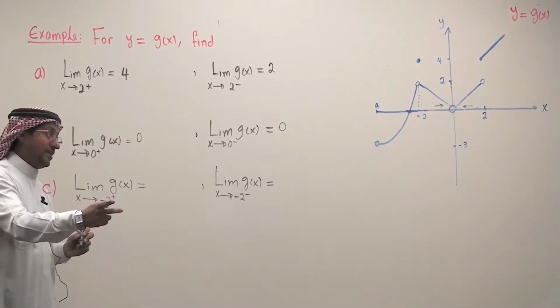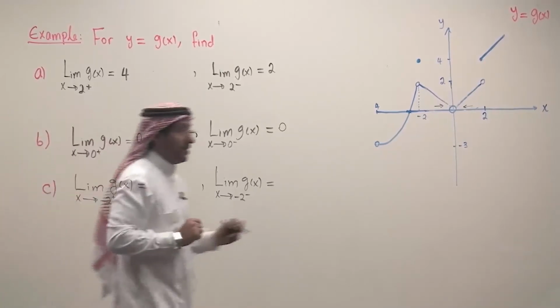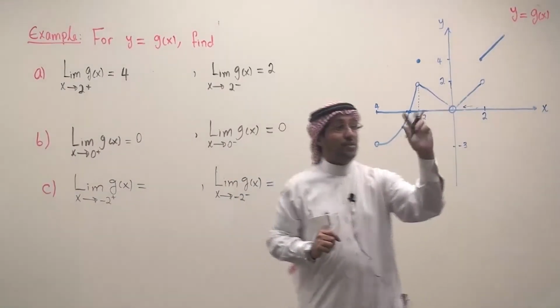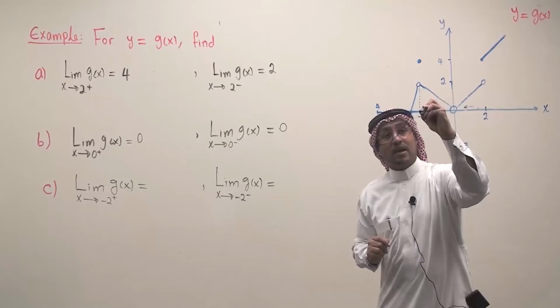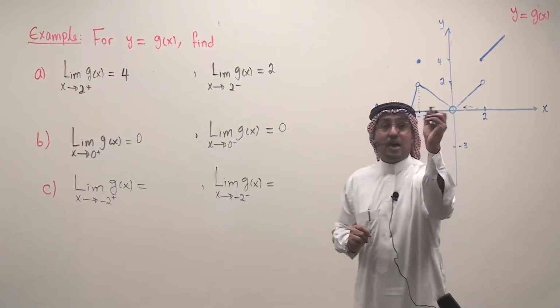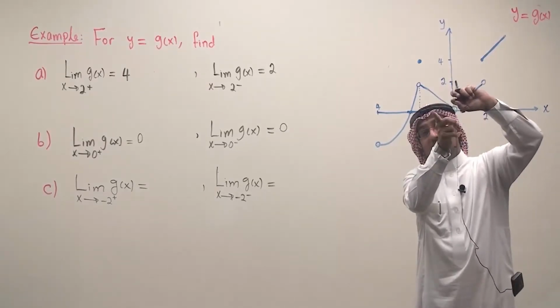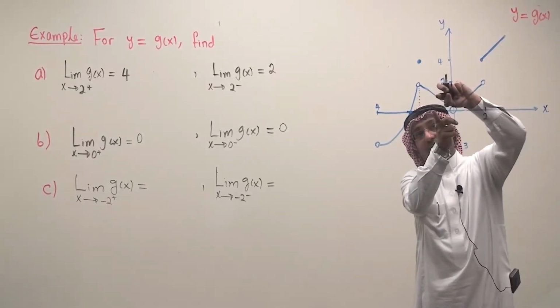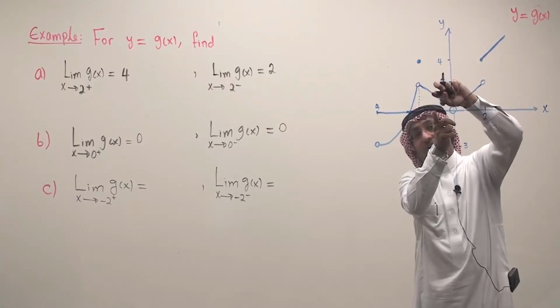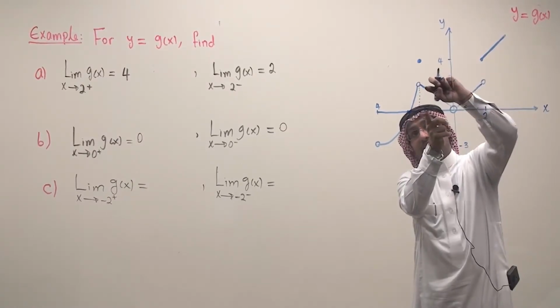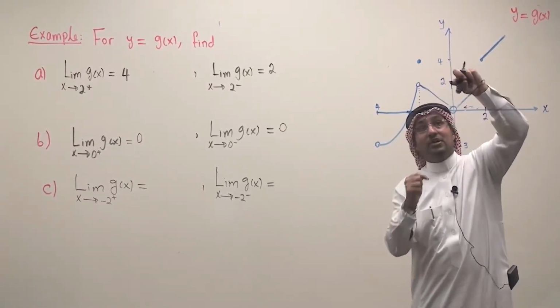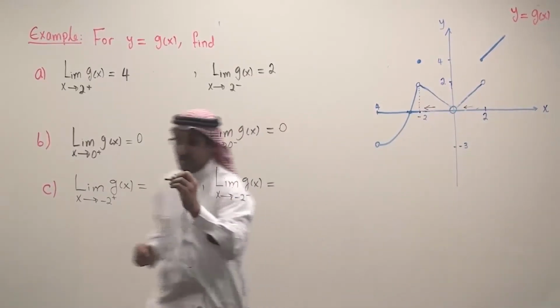-2 from the right. So this is -2 here, from the right. So I'm approaching -2 from the right. You see here, as I approach -2 from the right, I see the curve, the y values, getting toward what value? 2. So the value is 2.